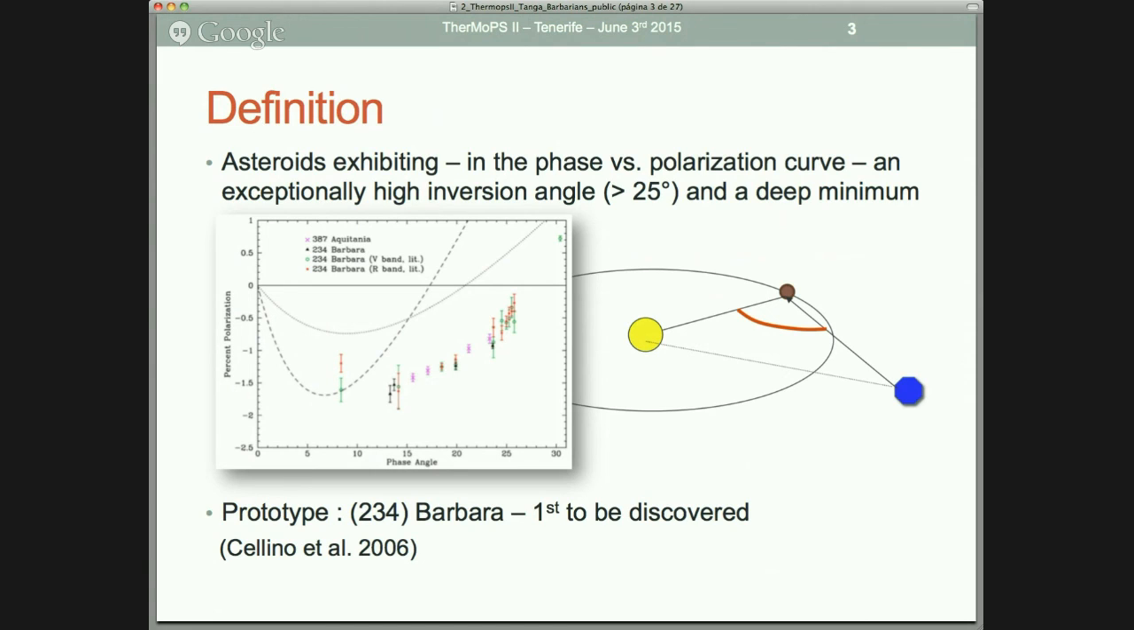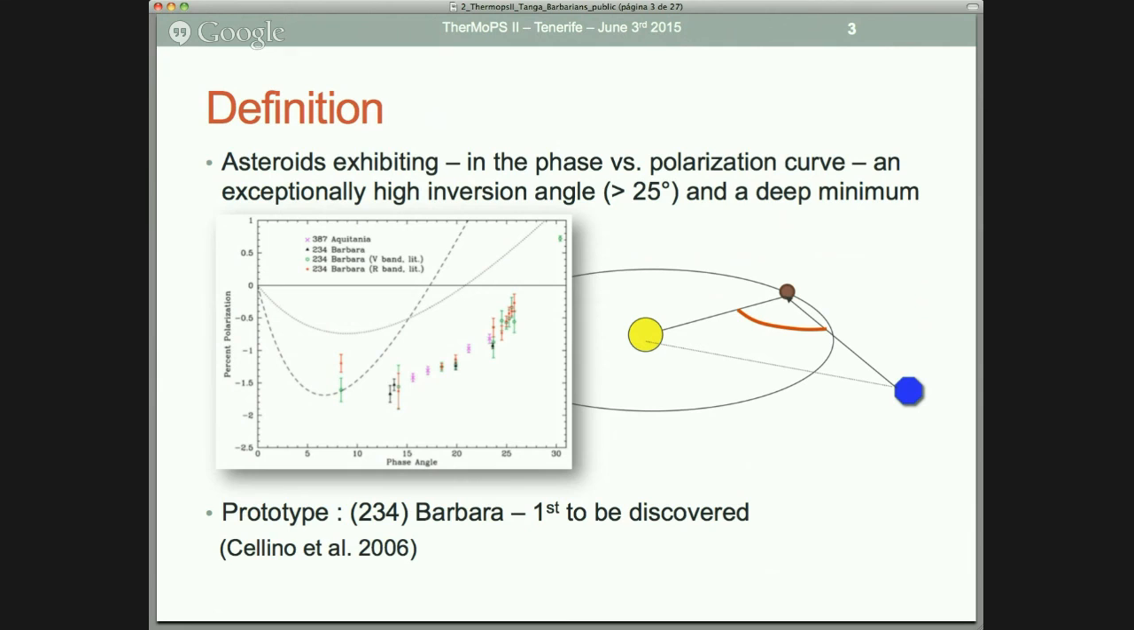I recall polarization is sensitive to surface structure, granulometry, and to composition through the refractive index of the materials. So this is telling us something which is difficult to model, as Alberto mentioned, about the surface of the objects, which is also related then to thermophysical properties. The prototype of this category is the asteroid 234 Barbara, so that's why they are known as barbarians, even if it's not the largest barbarian. It's just the first to be discovered by Alberto, published in 2006.